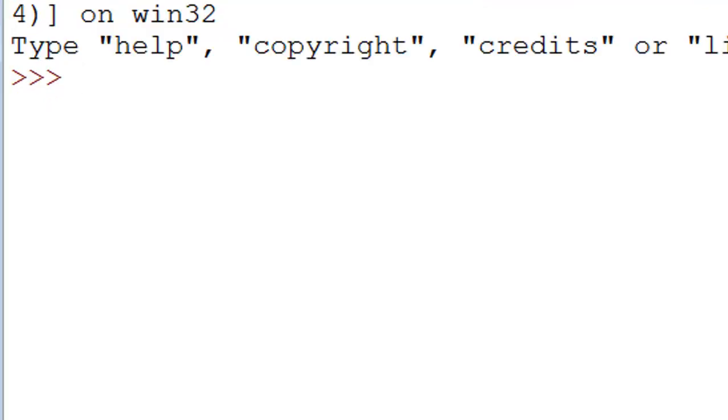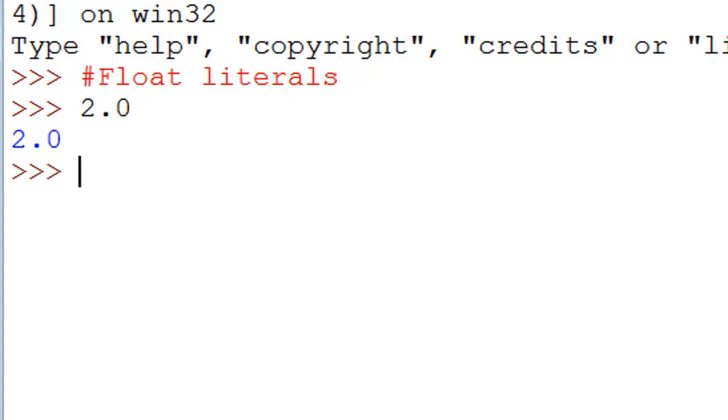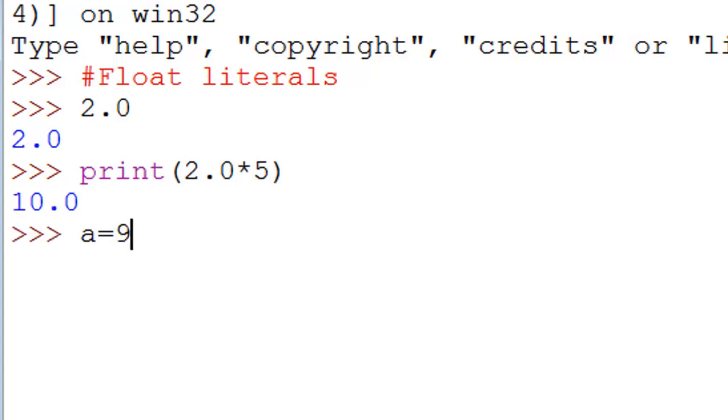Now let us jump to our next numeric literal, that is floating points or floating literals, and let us try to write some. Any number having a decimal part is called a floating point, and we can perform calculations on these. For example, let's say 2.0 multiplied by 5 is going to give you 10.0. We can store 9.8 and multiply it by 2.